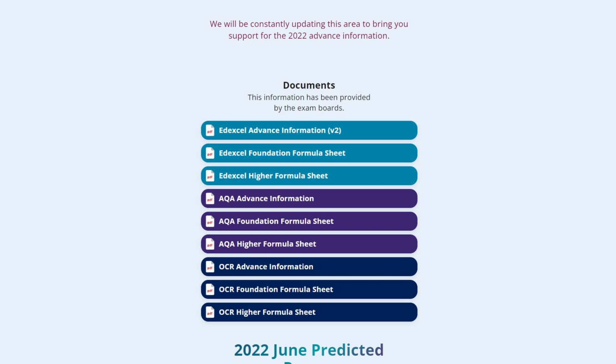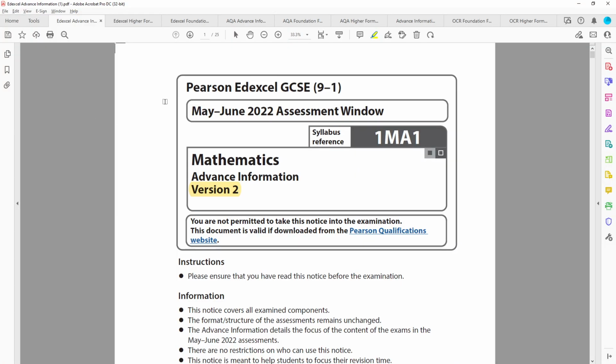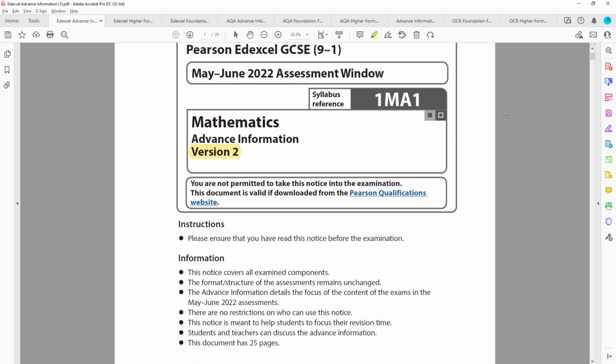Now, if we have a look at the Edexcel one first and discuss it. Remember, look for version 2, unless Edexcel have released a different version, version 3. If it doesn't say a version number on it, or it says version 1, then you've got the wrong one. So make sure it has version 2 on the front.